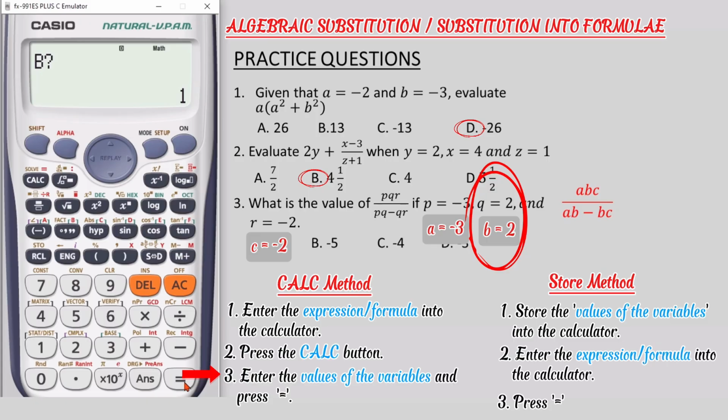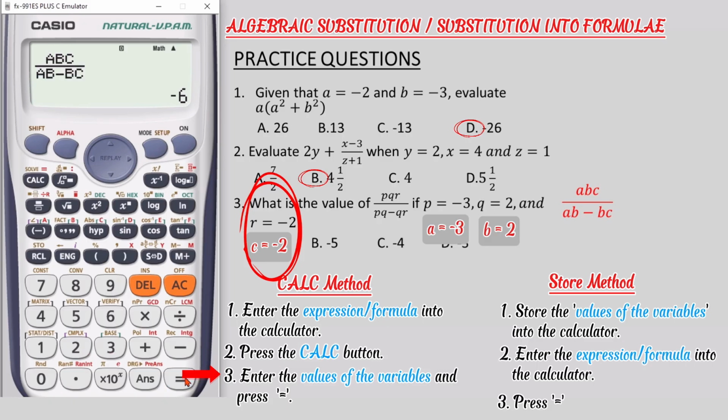The calculator will ask for the value of B. In our case, B is Q. So Q equals 2. So I enter 2 into the calculator. And then I tap on equal to. The calculator will also ask for the value of C. In this case, C is R, and we have R equals -2. So I enter -2 into the calculator. And afterwards, I tap on equal to.